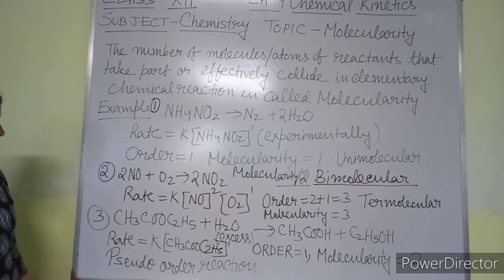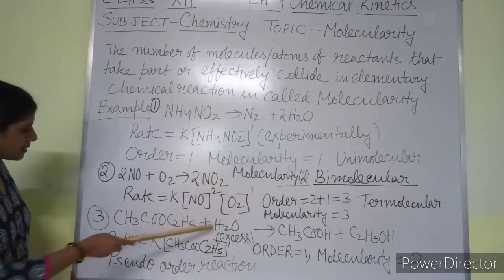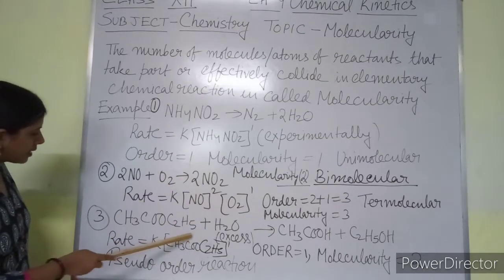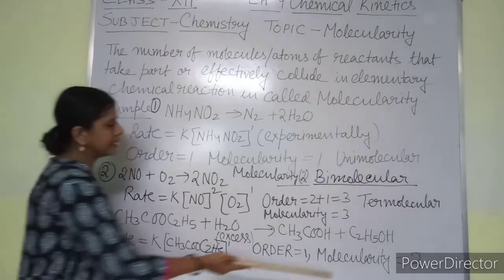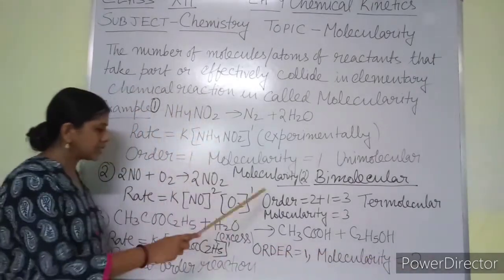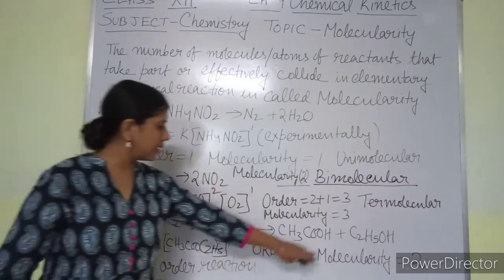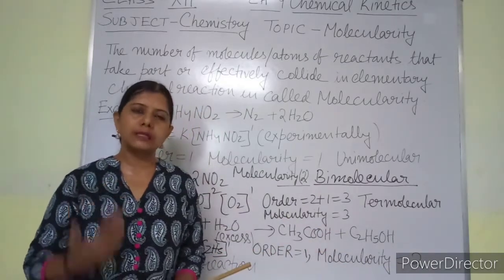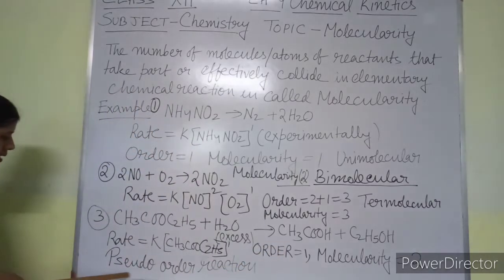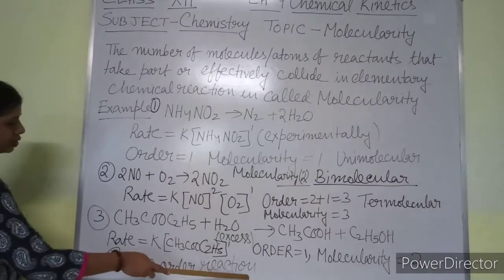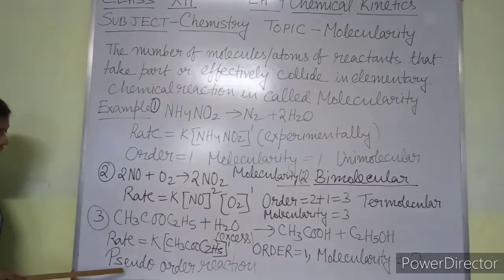But molecularity means it is reacting with water, that means 1 molecule of this and 1 molecule of water. So molecularity is coming as 2. So this is the example where order and molecularity are not the same, and this kind of reaction is known as a pseudo-order reaction. The reaction in which molecularity and order are not the same is known as a pseudo-order reaction.